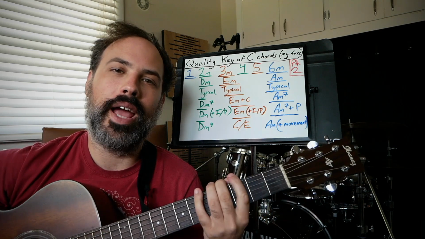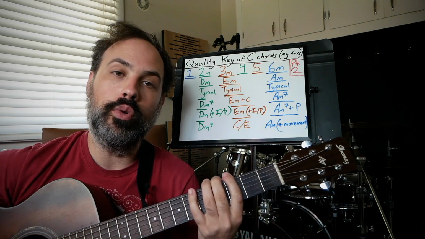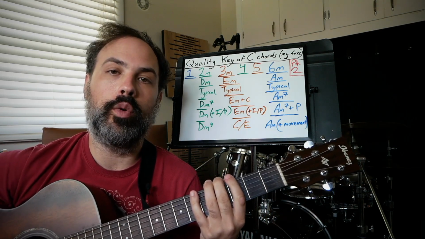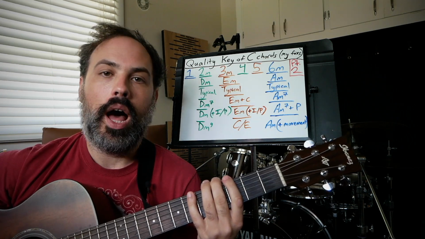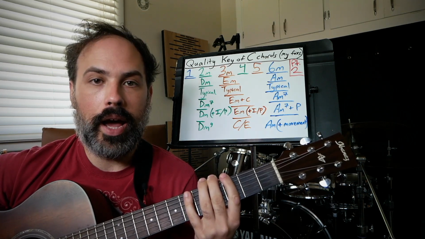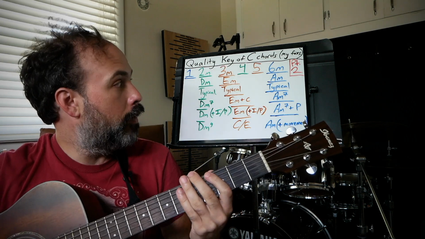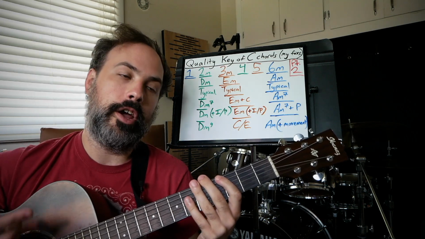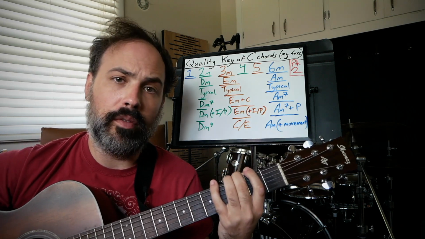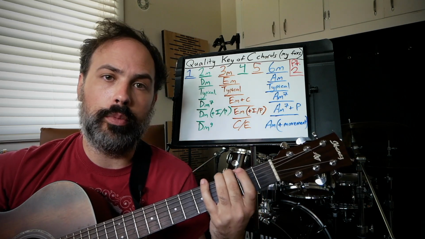My name's Chris, and welcome back to part 2 of a lesson on my favorite chord voicings in the key of C. I will be looking specifically today at the 2 minor, 3 minor, and 6 minor chords in the key of C on this chart here. I will have a PDF of the chord diagrams in the description I hope you check out.